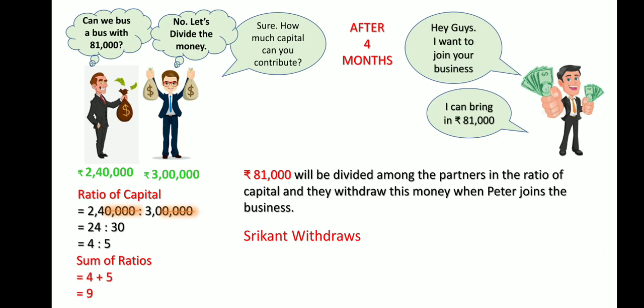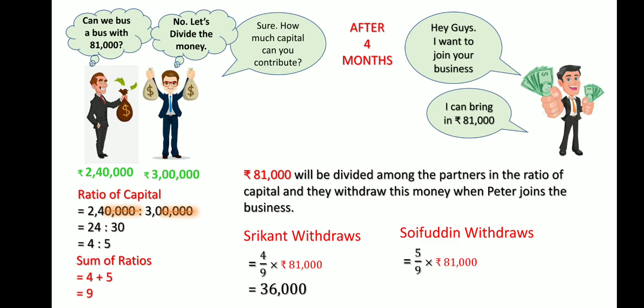So Shrikant withdraws 4 by 9 into 81,000, that is 36,000 is withdrawn by Shrikant. And Safuddin withdraws 5 by 9 of 81,000. He withdraws 45,000. So remember these withdrawals, and remember that these withdrawals are happening after 4 months. Okay, so now we find the capital invested by all the partners.